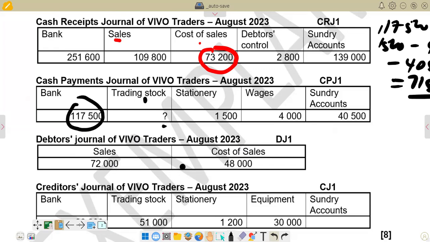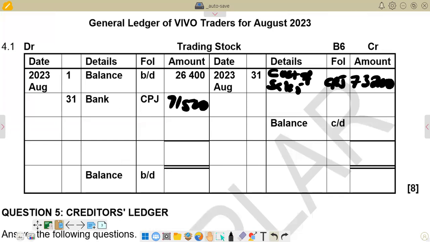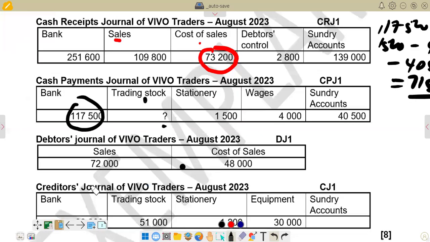So we come here, and we are saying again cost of sales. Remember, this is our debtors control. So this is what we have. And then we can try to see the other journal that we have. Remember, we also have one more journal at the end.